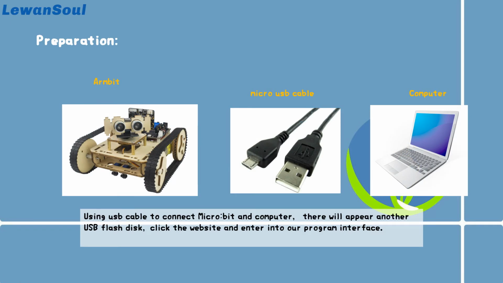So the things that we need to prepare for this gameplay are the arm bit, the ultrasonic sensor installed in this place, the micro USB cable and the computer. We need to use the USB cable to connect the micro:bit and the computer. There will appear a USB flash stick. Just click it and enter into our program interface.